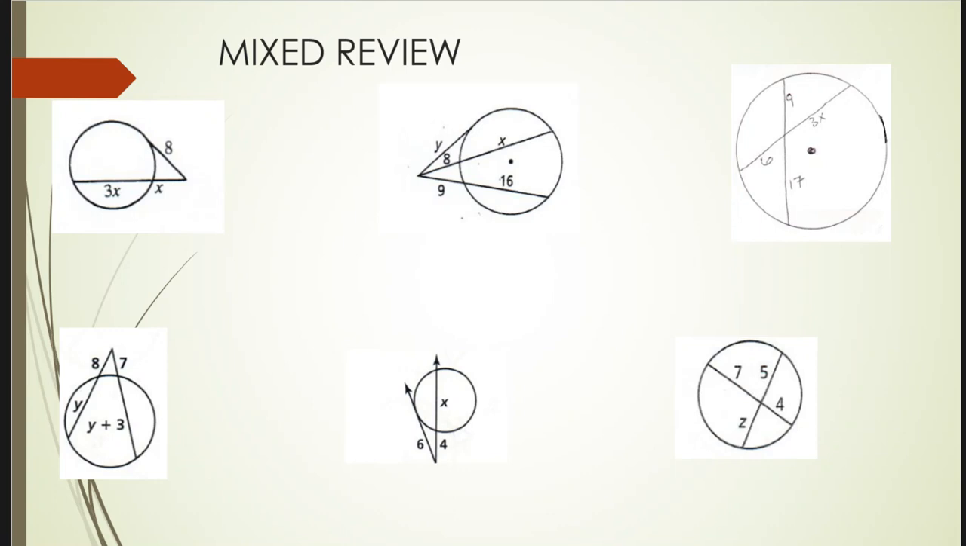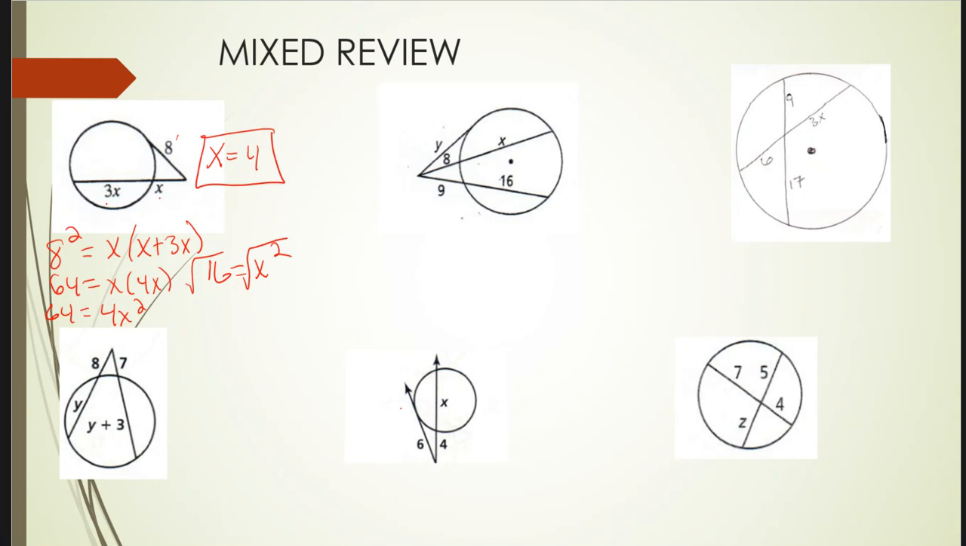All right, so I'll start with the first one here. For this one, it's going to be the one we just did, a tangent and a secant. So it's going to be 8 squared equals x times x plus 3x. I'll write it out to be more thorough here. 64 equals x times 4x. 64 equals 4x squared. All right, I would divide by 4. End up with 16 equals x squared. And I square root, my answer is 4.